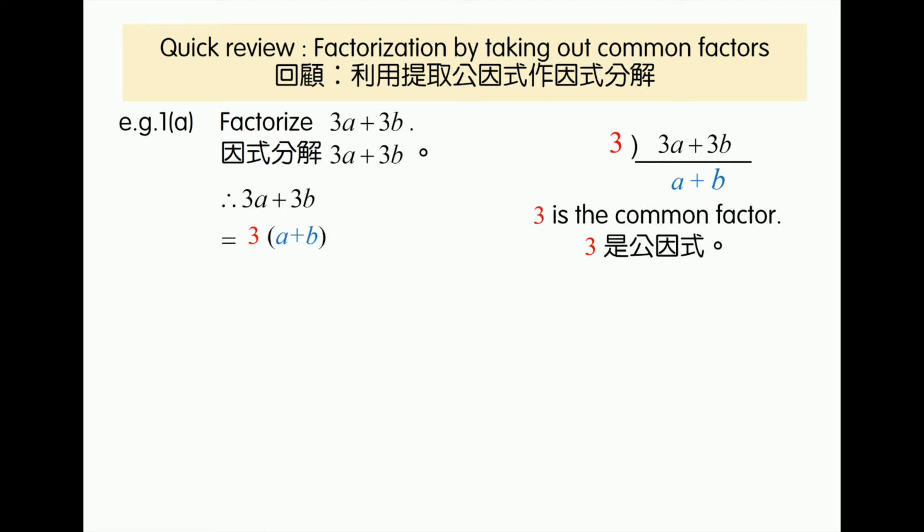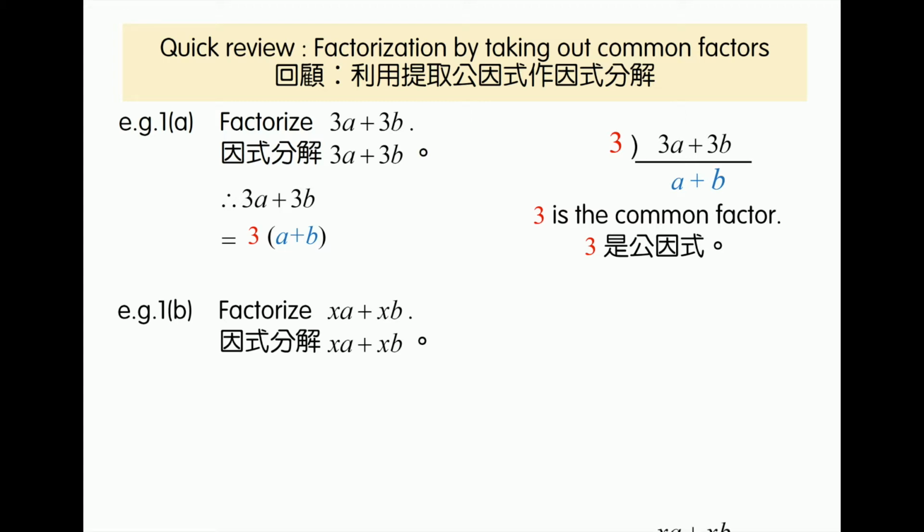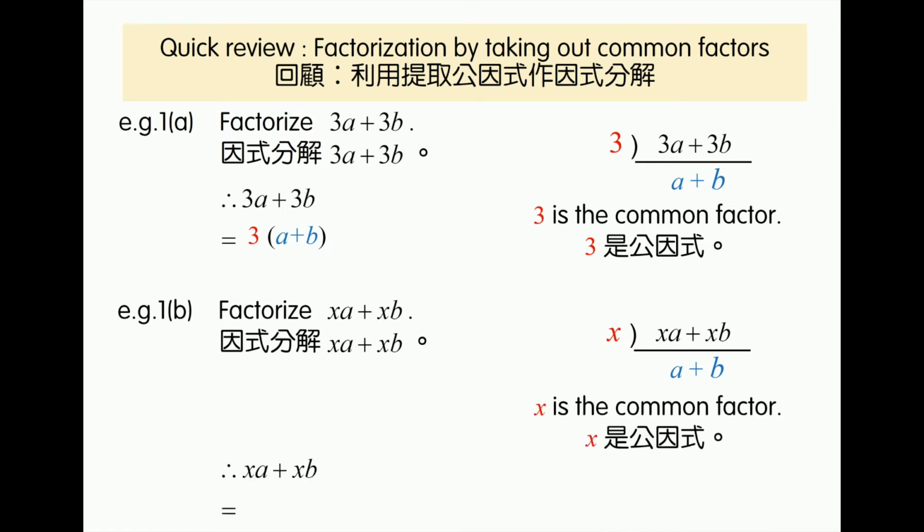Remember to write the common factor that we took out on the outside and the rest of it put it in brackets. Let's try another example. This question has no numbers, but it has the common factor x. So we take out the common factor x, leaving a plus b. So the answer after factorization is x times bracket a plus b.